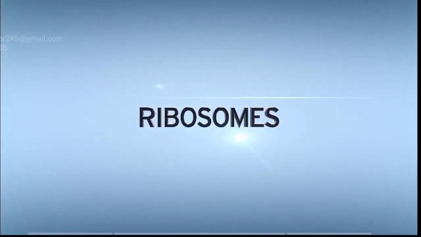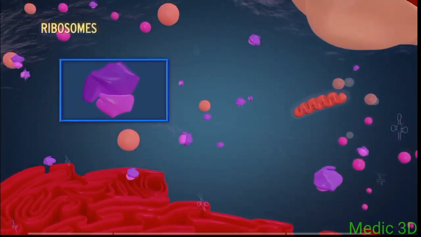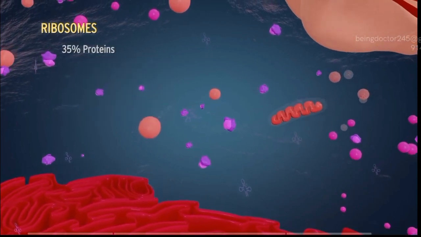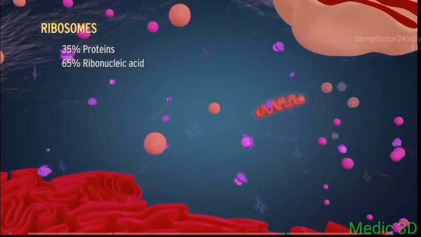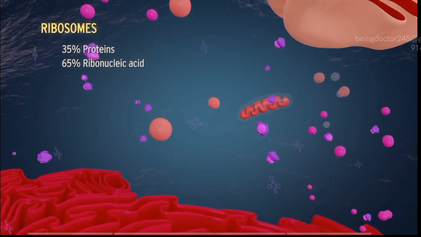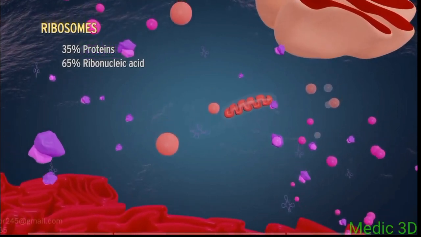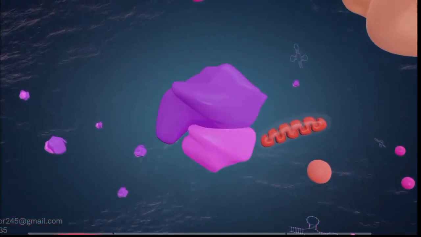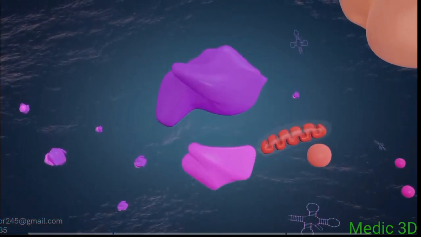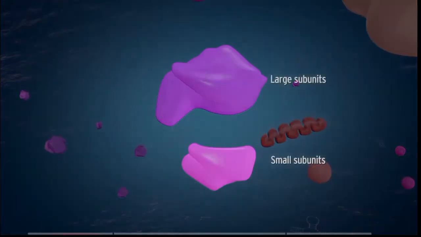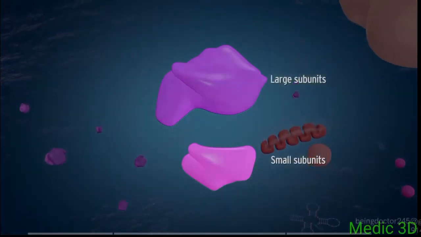Ribosomes. Ribosomes are small granular structures which are composed of 35% proteins and 65% ribonucleic acid, which is termed as ribosomal RNA or rRNA. The ribosomal proteins and rRNAs consist of two separate fragments with different size. These are known as large and small subunits.